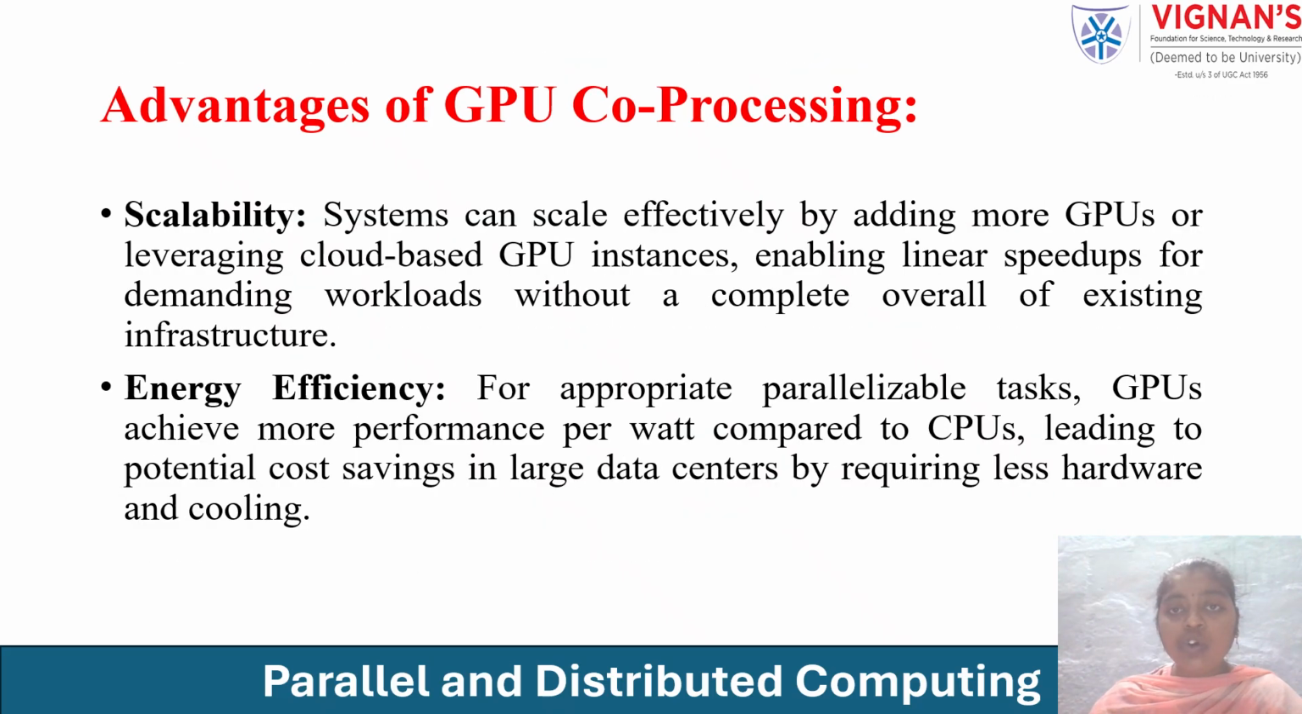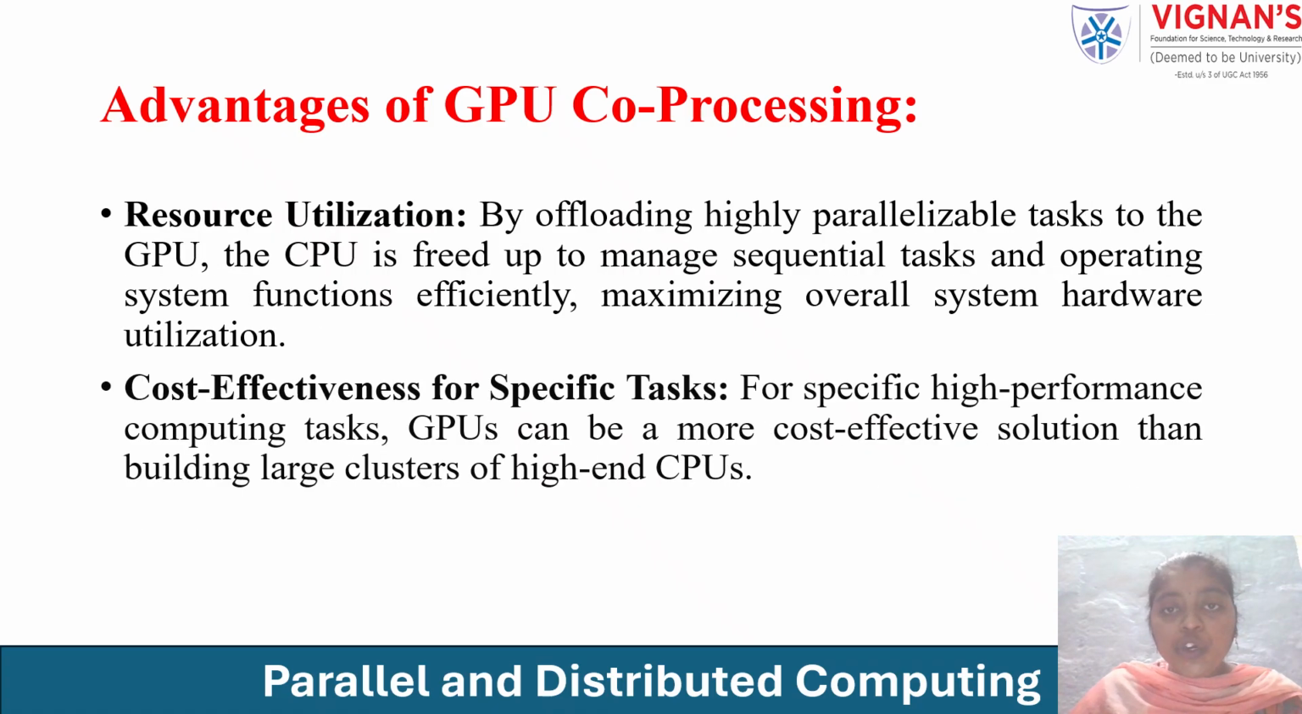Advantages of GPU coprocessing. Scalability. Systems can scale effectively by adding more GPUs or leveraging cloud-based GPU instances, enabling linear speedups for demanding workloads without a complete overhaul of existing infrastructure. Energy efficiency. For appropriate parallelizable tasks, GPUs achieve more performance per watt compared to CPUs, leading to potential cost savings in large data centers by requiring less hardware and cooling.